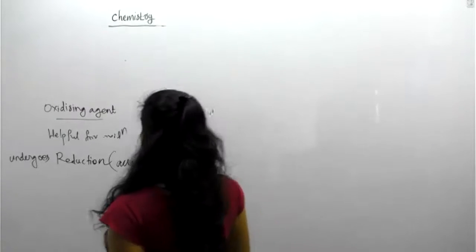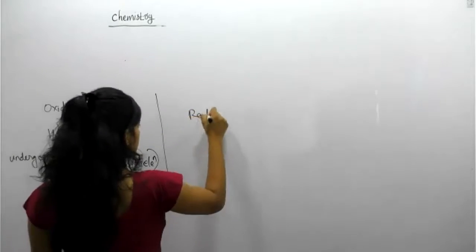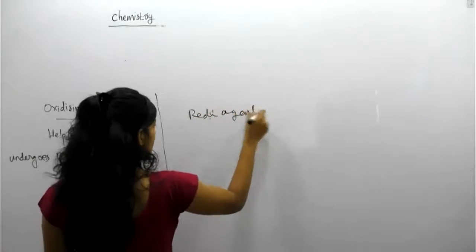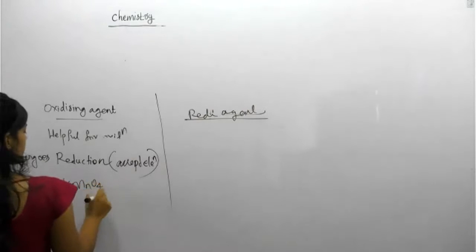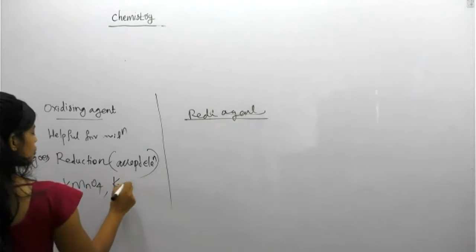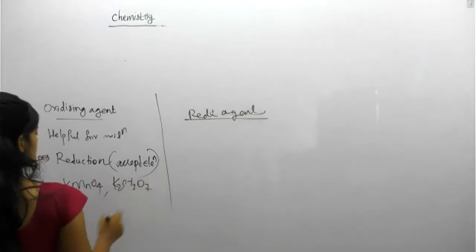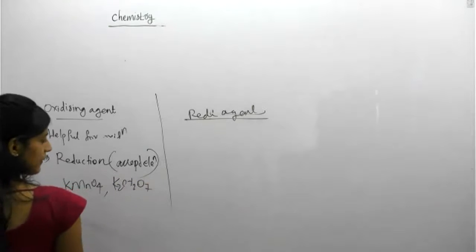Oh, sorry. Oxidizing agent examples. Reducing agent, some examples are also oxidizing agents. KMnO4 is an oxidizing agent. K2Cr2O7 is an oxidizing agent. I think these are familiar for you.